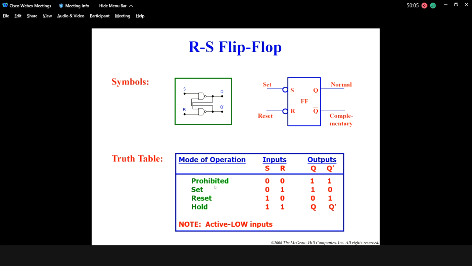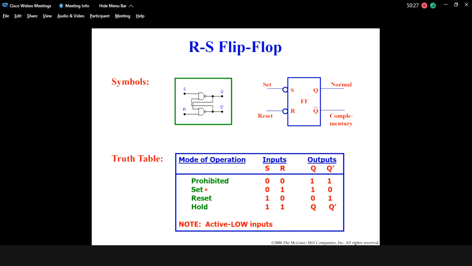First we have the prohibited state. Because we know this one is normal, we have Q and Q bar, which means that if Q equals 1, Q bar will become 0. That's what we call complementary.